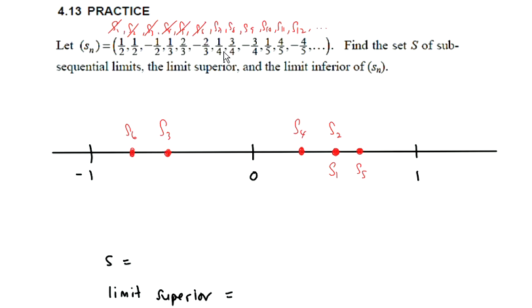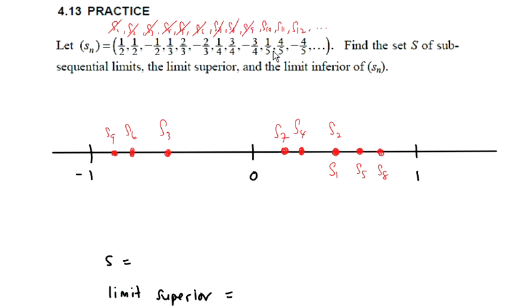1/4. So S7, 1/4 goes further here. This is S7. Next S8 is 3/4. So S8, 3/4. Alright. Next S9 is minus 3/4 at this point. So this is S9.